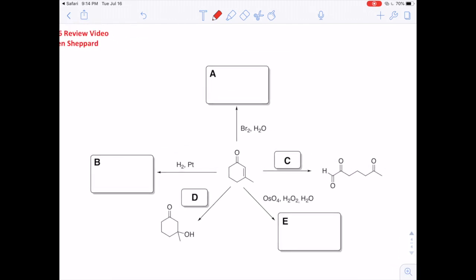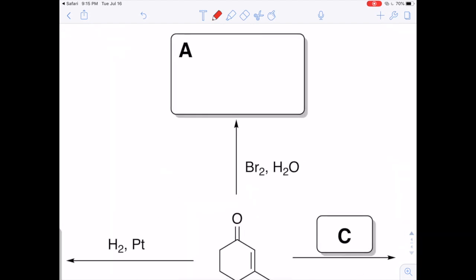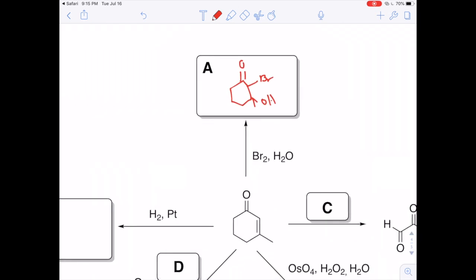So for A, we clearly see that we're taking this pi bond and we're subjecting it to bromine and water, so we're thinking halohydrin synthesis. So we're expecting a bromonium bridge intermediate and water to attack the more substituted position. So if you thought this product, okay, so you can clearly see that the hydroxyl group added to the more substituted position, which was the methyl substituent, and the bromine's over there.